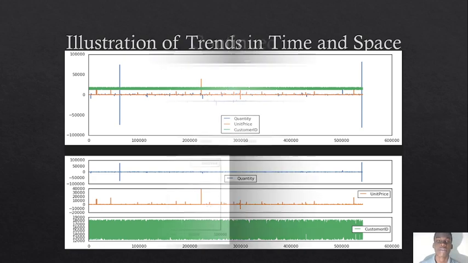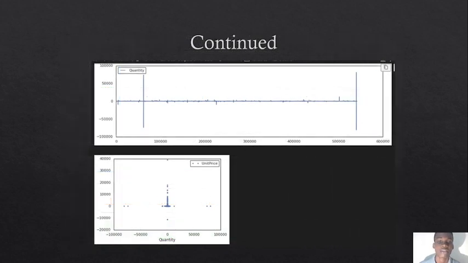Those are not the only graphs that we have of time and space. We have other graphs like these ones. We've continued with those ones. Those two are also part of it, but more information is in our notebook.